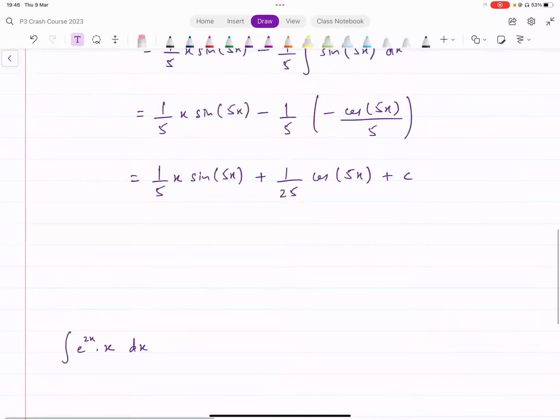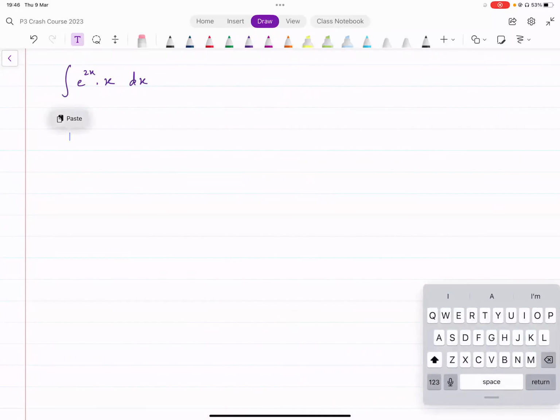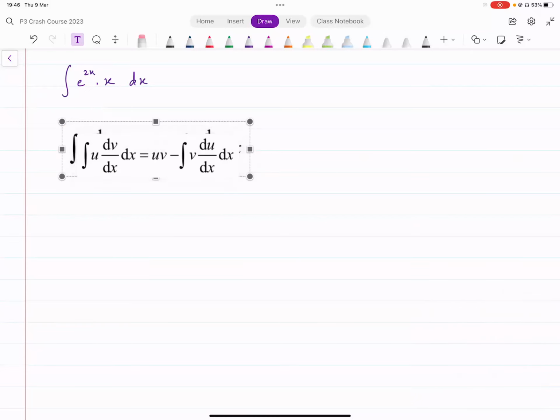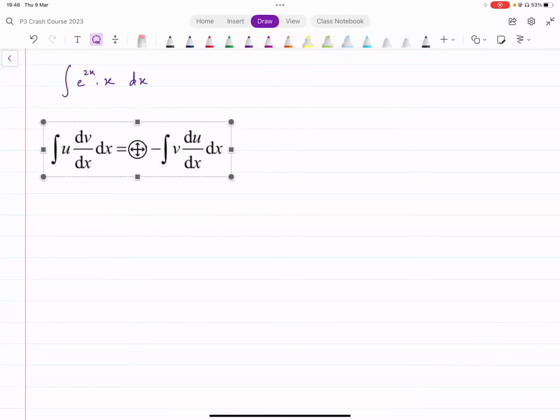Now, what's the formula? This is what the formula is. Let's apply this formula here and see what we get. What we've been doing until now is choosing whatever was the first expression as u, so let's choose this as u. And whatever was the second expression as dv over dx, so let's choose this as dv over dx. That's what we've been doing until now. All right, let's do the same thing here.